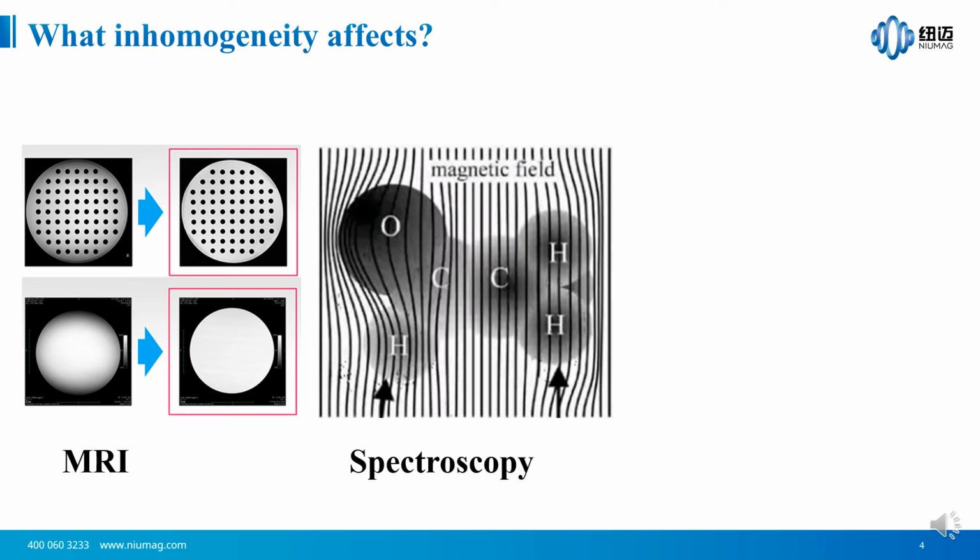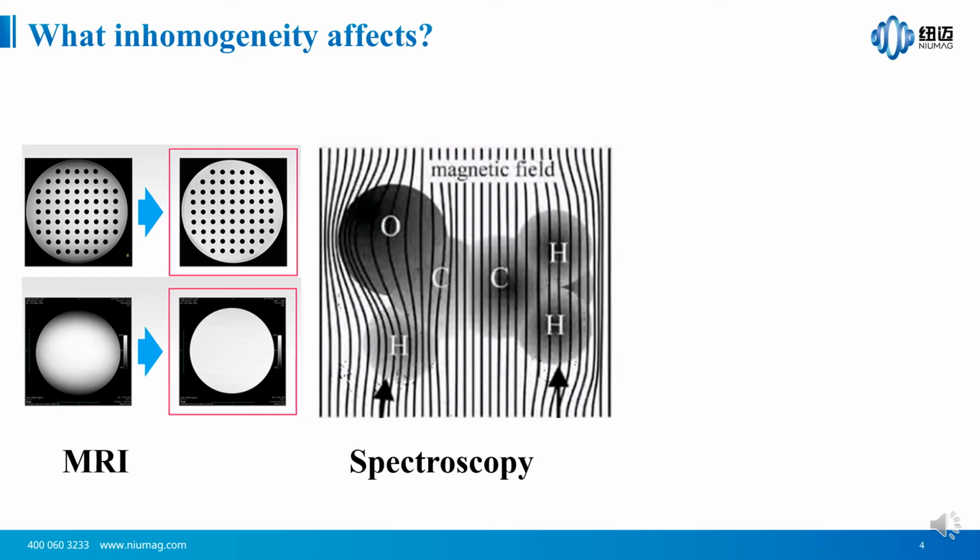The second one is NMR spectroscopy. NMR spectroscopy is mainly based on the principle of the chemical shift. The same nucleus has different resonance frequencies due to different chemical environments. This difference can be described by chemical shift. The homogeneity of the magnetic field is very important for NMR spectroscopy.